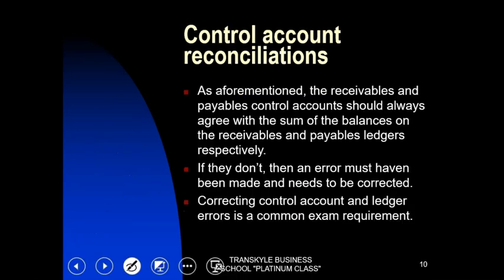Now I think we need to do the real deal. Control account reconciliations. As aforementioned, the receivables and payables control accounts should always agree with the sum of the balances on the receivables and payables ledgers respectively. If they don't, then an error must have been made and needs to be corrected. Correcting control account and ledger errors is a common exam requirement. Please be warned, this is a very common exam requirement.